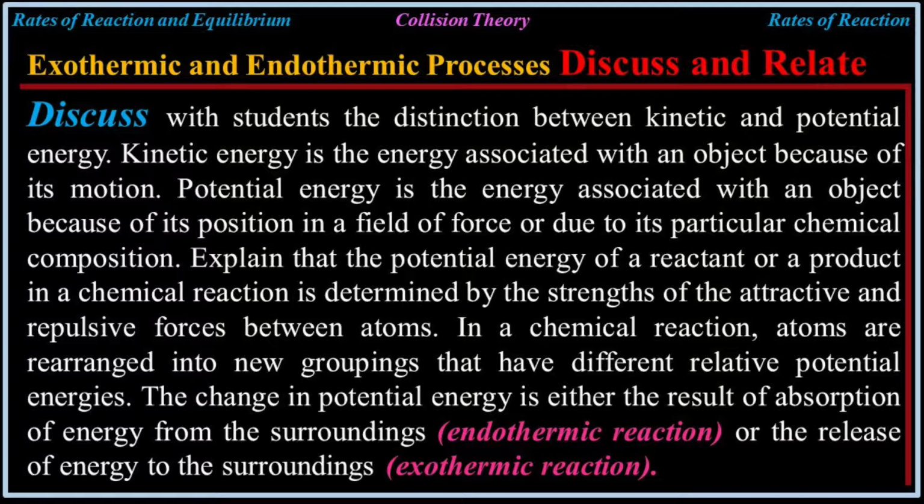Explain that the potential energy of a reactant or a product in a chemical reaction is determined by the strengths of the attractive and repulsive forces between atoms. In a chemical reaction, atoms are rearranged into new groupings that have different relative potential energies. The change in potential energy is either the result of absorption of energy from the surroundings, endothermic reaction, or the release of energy to the surroundings, exothermic reaction.